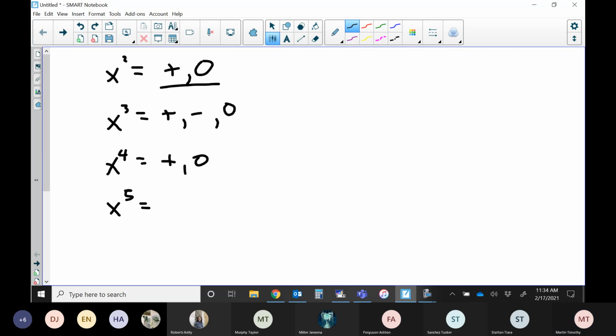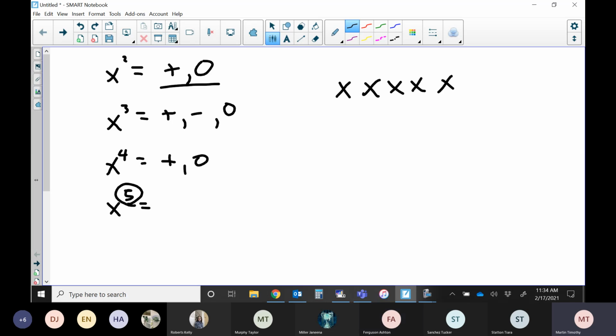Ashton? Positive 0. Hello? Yeah, what? Keep going. What does it mean to raise something to the 5th power, Ashton? It means you're going to take the same number and you're going to multiply it by itself 5 times, right?